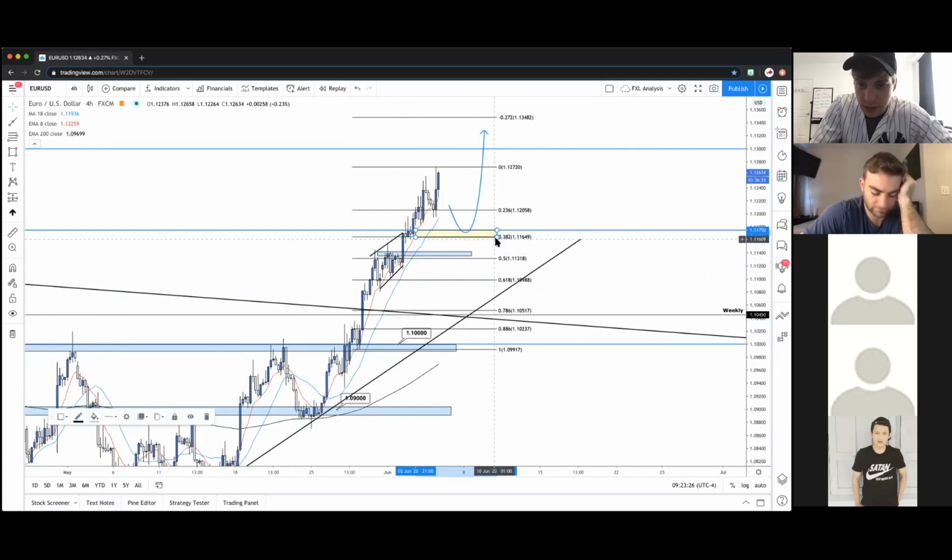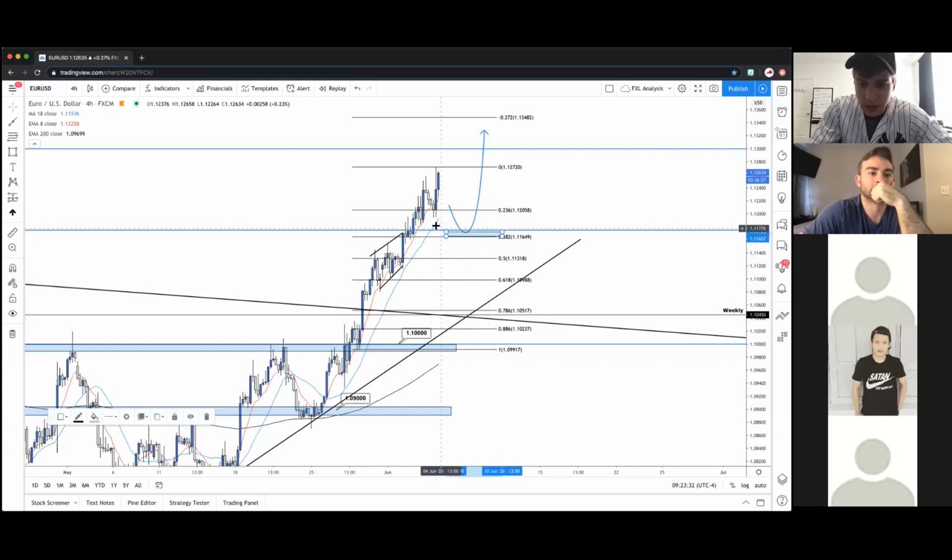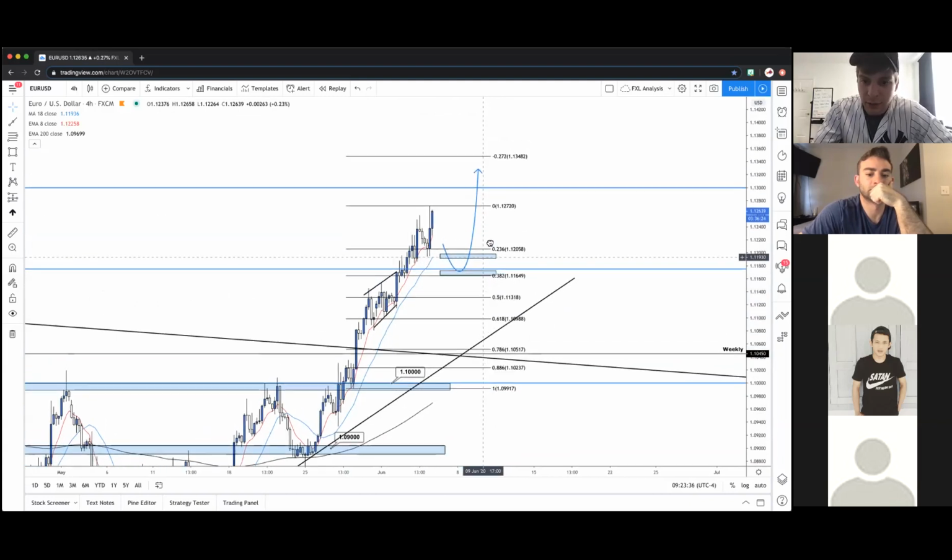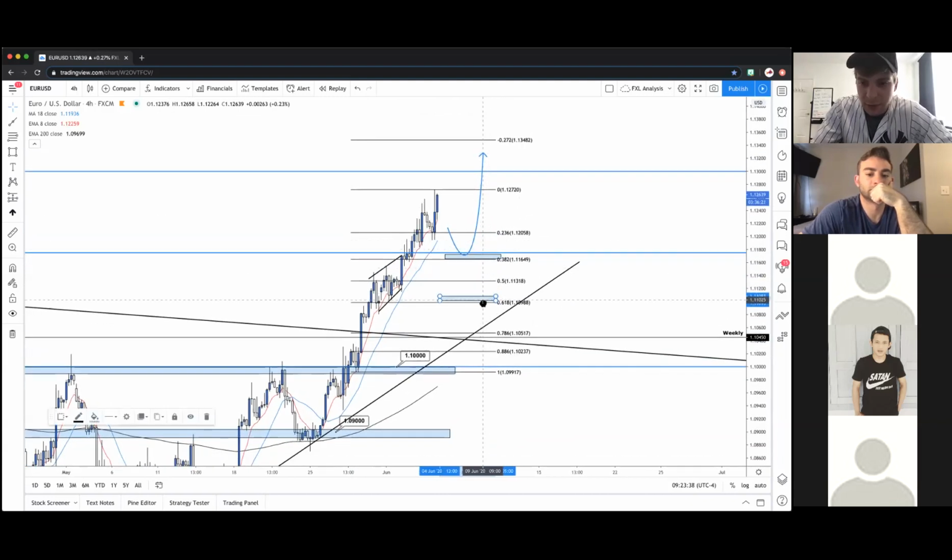I actually want to make this blue. Give me 1 second. So this is where we're looking. Again, we have to wait. We're not just going to enter because it's trending. We want to get in on a retest, on a confirmed higher low. Something that's saying, hey, this trend is still strong. This is an entry opportunity.